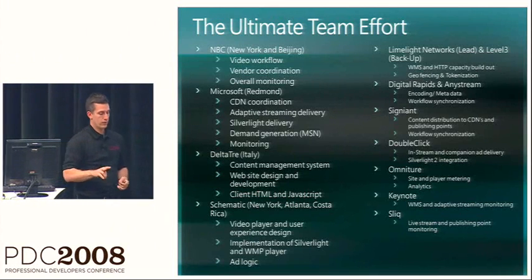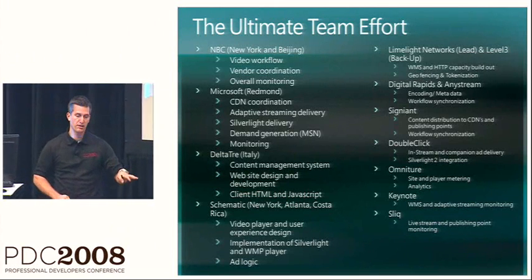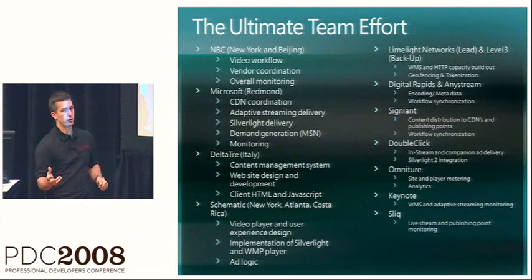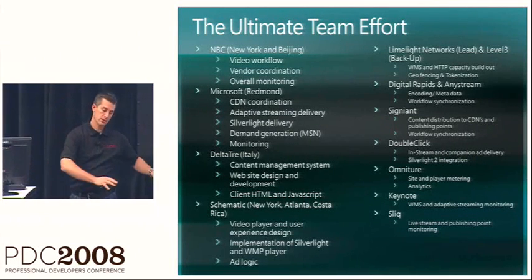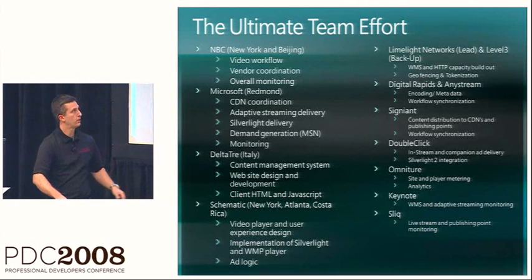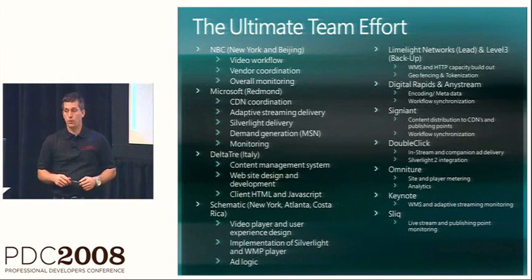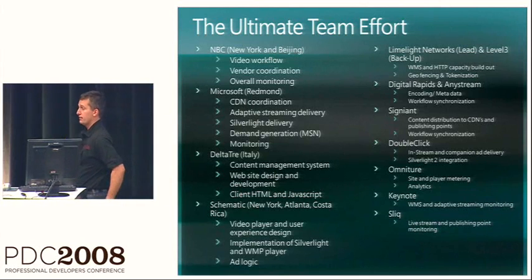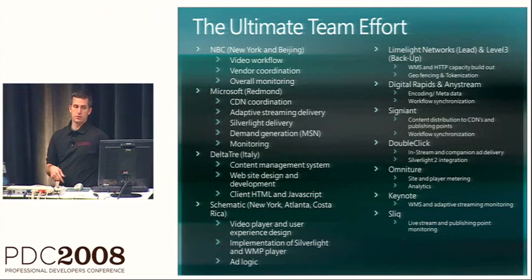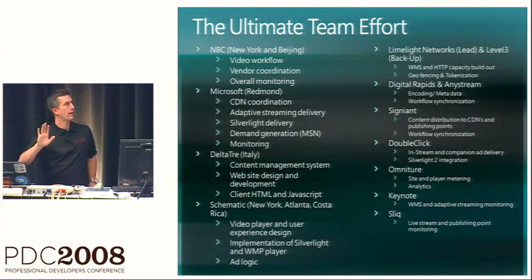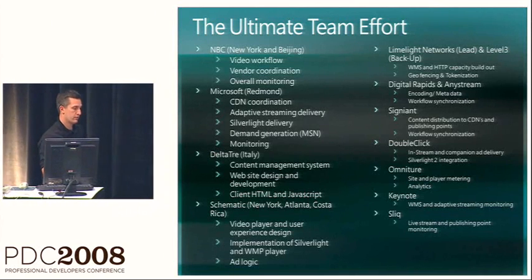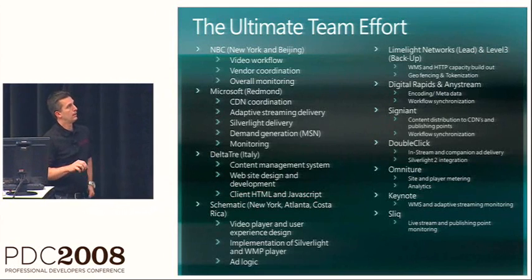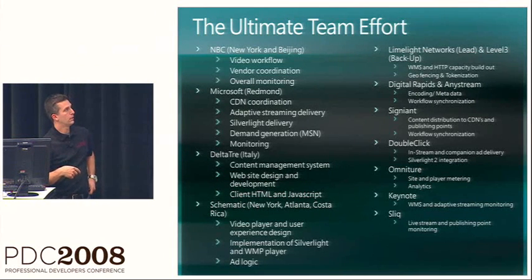DR and AnyStream, we actually use Digital Rapids for live and an AnyStream encoder for all the on-demand and rewind content. Signient did all the synchronization of distribution of the content to CDNs. We worked closely with DoubleClick, so all the ad inventory that we had in the system was delivered. The in-stream and companion ad inventory was delivered through DoubleClick. We worked with them to build a native Silverlight 2 API to program against to do delivery and tracking.